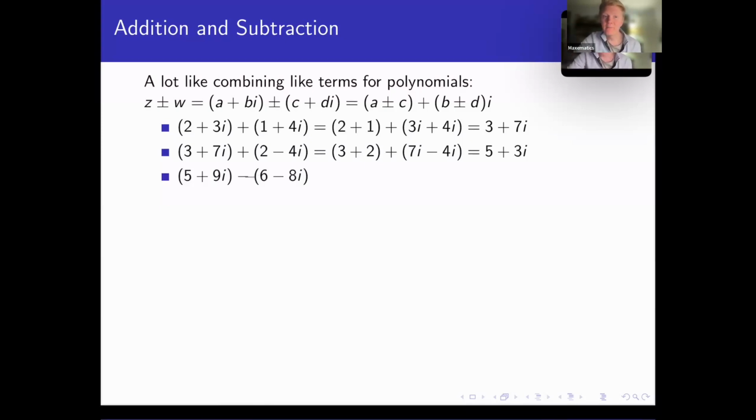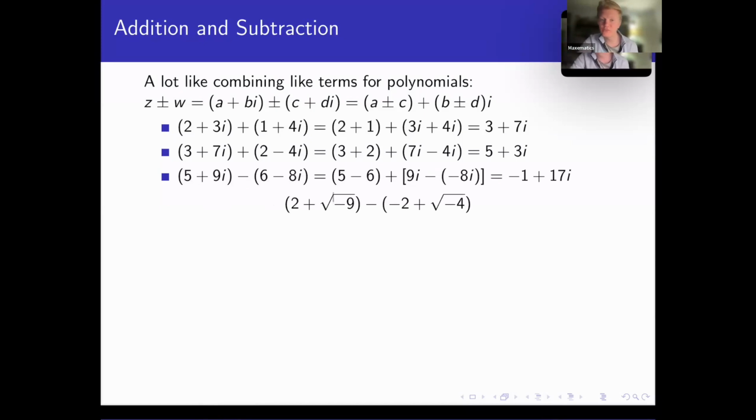5 plus 9i minus 6 minus 8i. Let's be a little careful. We're going to subtract the real parts. So 5 minus 6, and 9i minus negative 8i for the imaginary parts. 5 minus 6, negative 1. Negative negative is a plus, 17i.